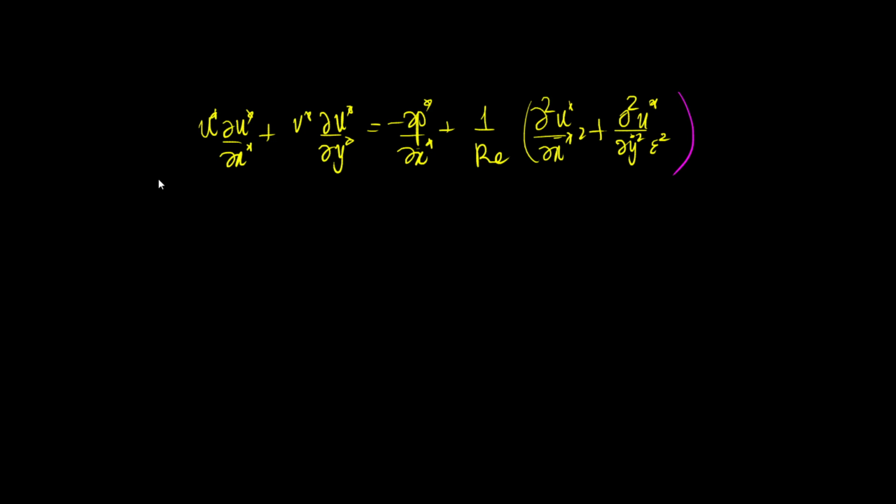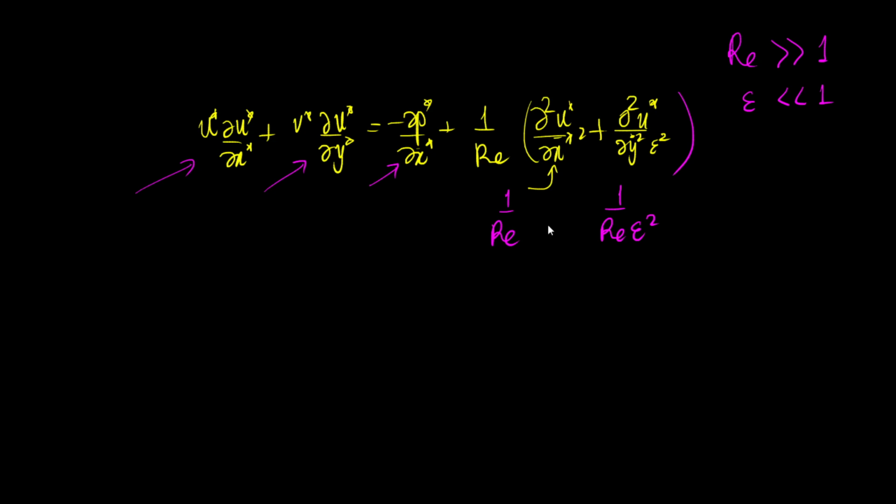This particular term is order 1, this particular term is order 1, this is order 1. What about these terms? This particular term is 1 by Reynolds number, this particular term is 1 upon Reynolds number epsilon square. Now, if Reynolds number is quite large, but epsilon is quite small, then the order of magnitude of this term will be quite small. So this term can be neglected in comparison to this term.